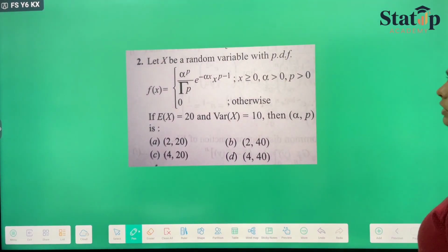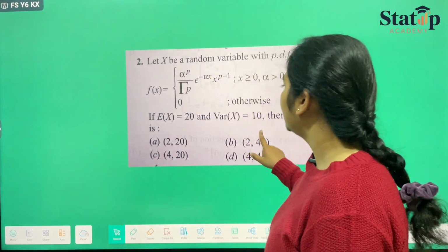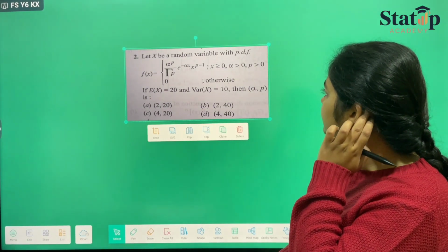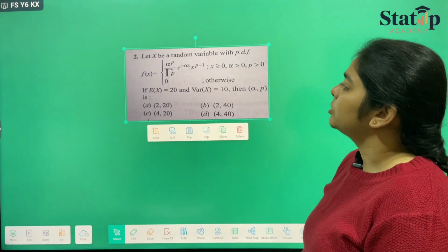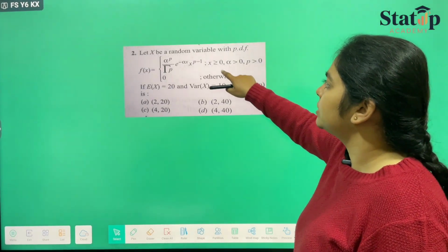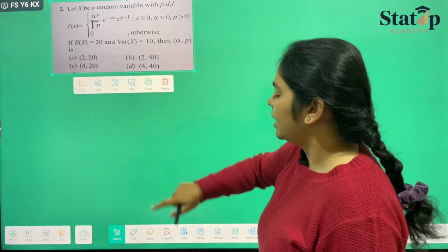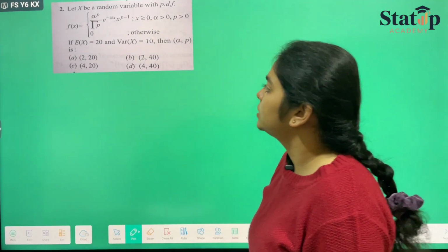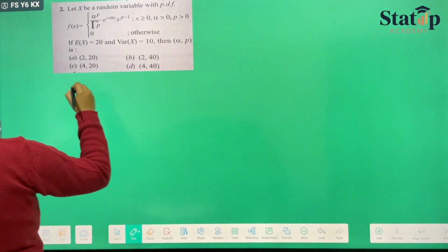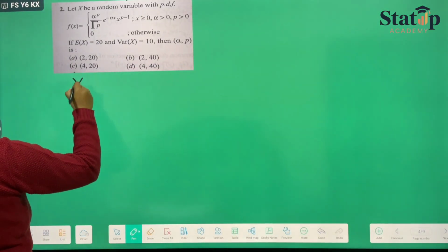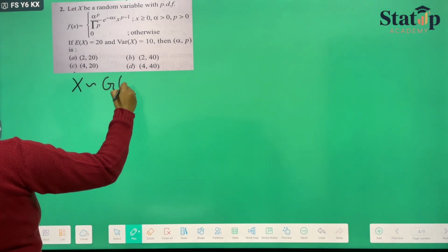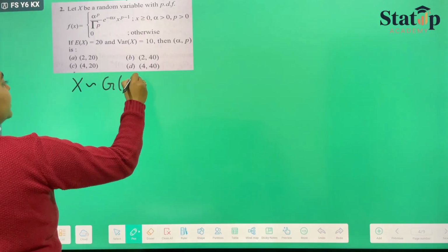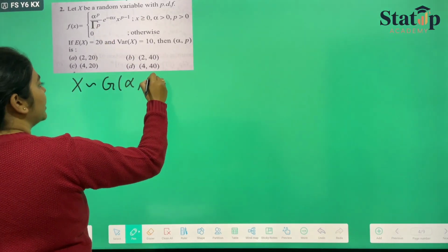Now moving forward with another question of similar kind. Here they have given us the PDF where beta is represented by alpha and lambda is represented by p, and they have given us e raised to the power x, mean is equal to 20 and variance is equal to x. Now this is two parameter distribution. X follows gamma with beta. In place of beta they have provided us with alpha, and in place of lambda they have provided us with p.